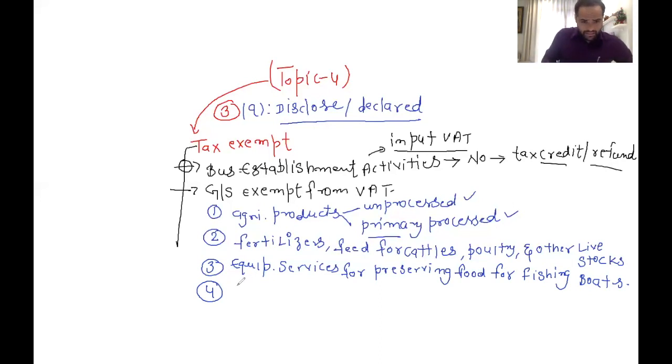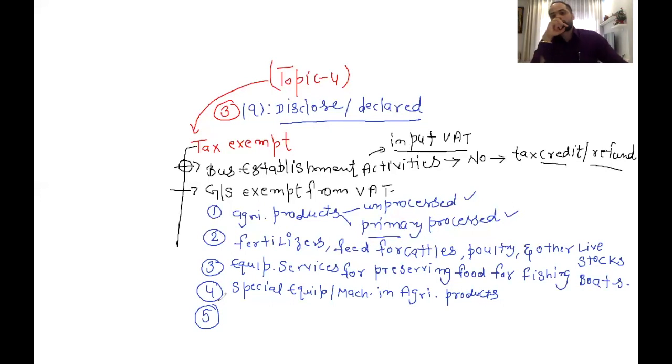Next one is special equipment or any kinds of machines, special equipment and machines involved in producing agriculture products, right, which is used in agriculture products. So that's also considered as tax exempt products or services.